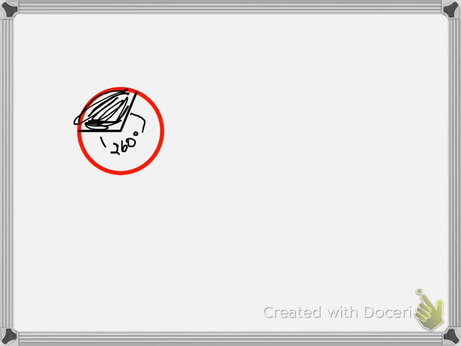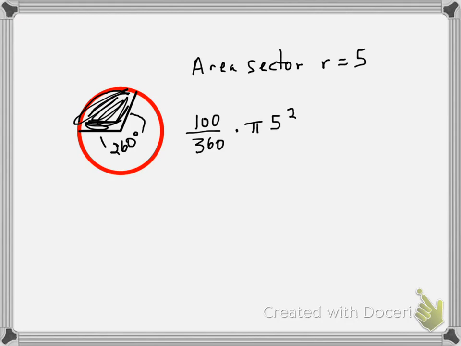So the next question is going to be to find the area of the sector with the given information, and we're going to say that the radius is 5. So the area of the sector is to take the section of the circle that we're talking about. Well, this is 260, so 360 minus 260 is 100. Take 100 out of 360, and that is the fraction of the area we're talking about. Area is pi r squared. So that's 25 pi. 100 divided by 360.